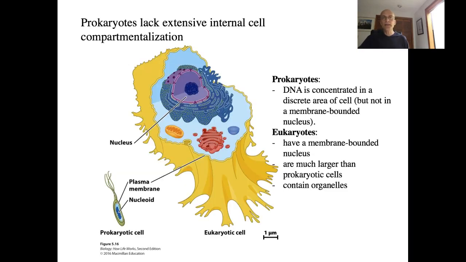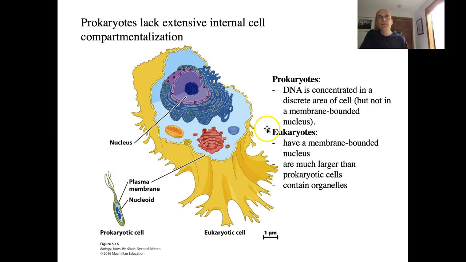So let's first take a look at prokaryotes versus eukaryotes and just see what the difference in their cells is. The prokaryotic cells are much smaller than eukaryotic cells. That's already one thing. And prokaryotes, of course, are, for example, bacteria. So bacteria are prokaryotes. They are very small compared to the much larger eukaryotes.